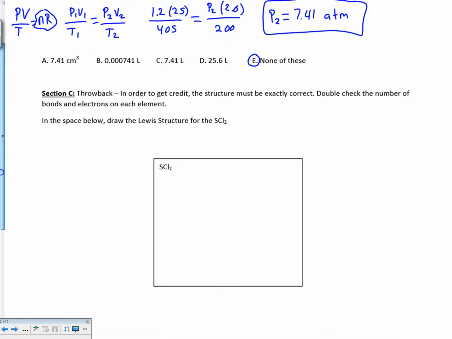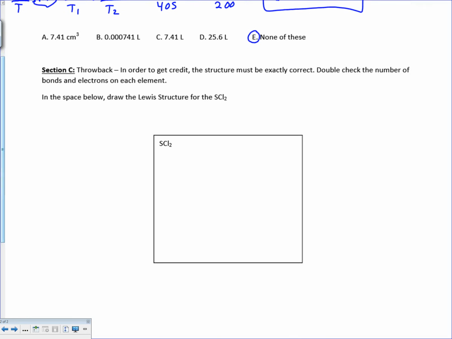All right, now for the throwback problem. There's a whole worksheet where I go through and explain how to do this more in depth. But the way that this one works, you have to find S and Cl on the periodic table and see how many valence electrons they have. S has 6 valence electrons, so I'll arrange them like this. So they have 2 doubles and 2 singles. The single electrons are open for bonding. Chlorine is a halogen. It's in the second to last column of the periodic table, so it has 7 valence electrons.